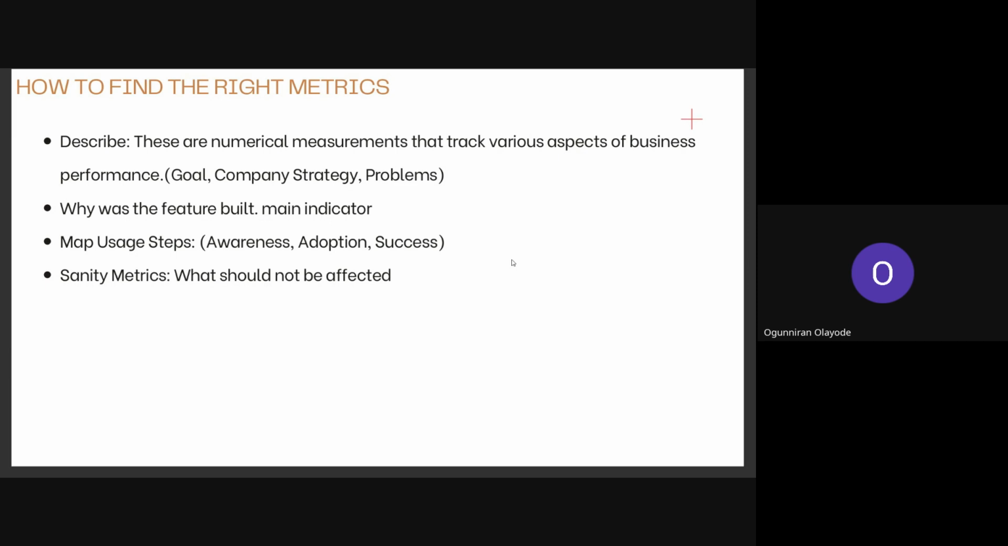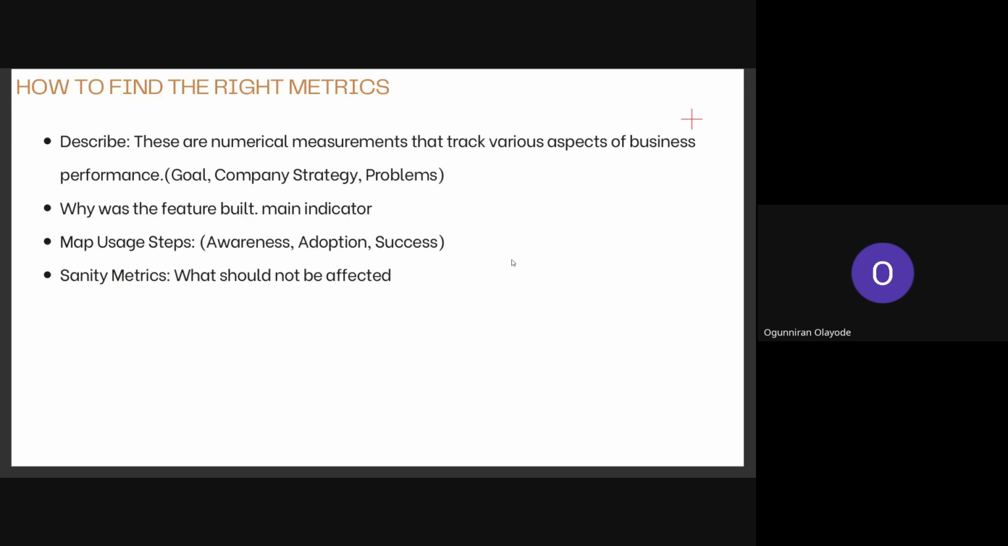From there, how many people are adopting it? What is the adoption rate? How many people are using this product? It is from the adoption that you can actually measure the success. People that are not aware are not adopting the product, so you can only measure the success of the product based on that. So these are the steps it takes to determine the metrics.